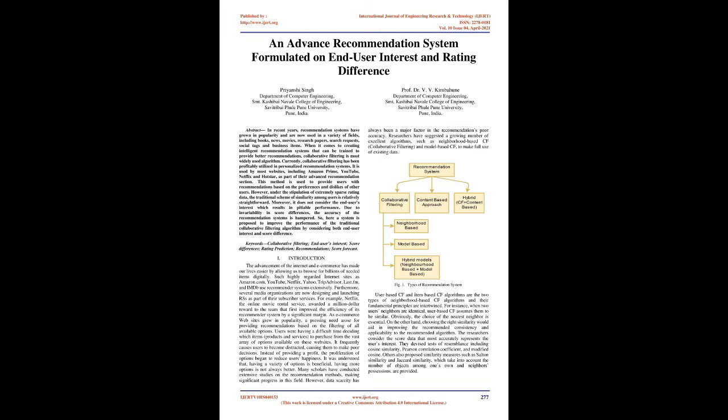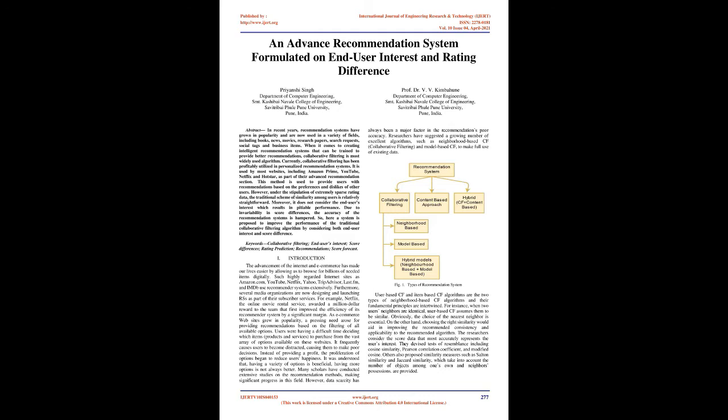On the other hand, choosing the right similarity would aid in improving the recommended consistency and applicability to the recommended algorithm. The researchers consider the score data that most accurately represents the user's interest. They devised tests of resemblance including cosine similarity, Pearson correlation coefficient, and modified cosine. Others also proposed similarity measures such as Salton similarity and Jaccard similarity, which take into account the number of objects among one's own and neighbor's possessions are provided. The main idea behind user-based collaborative filtering algorithms is to find out the users with similar ratings in order to target users according to historical data and its rating data, and to take them as neighbors, then organize them into a sorted directory according to their favorite objects.